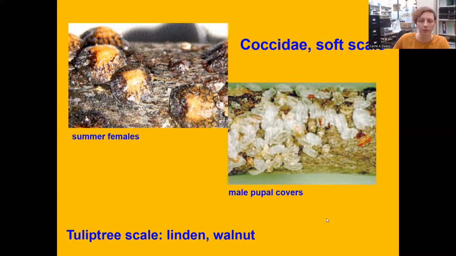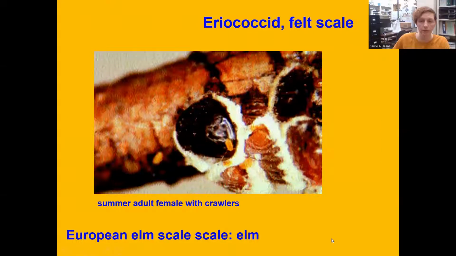This is an example of a tulip tree scale again, which tends to infest linden and walnut trees. Here is a picture of actually a felt scale. This is European elm scale, which shows the female adults, which are much bigger here than the crawlers, which are shown here. So these are the immatures that hatch out in association with the females and then move to other parts of the plant or other plants themselves.